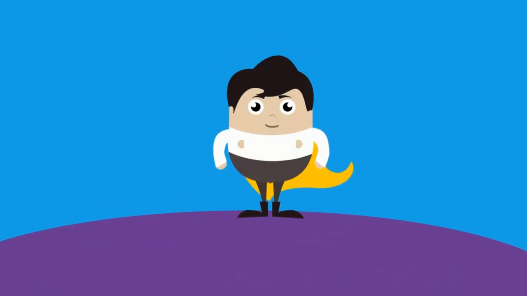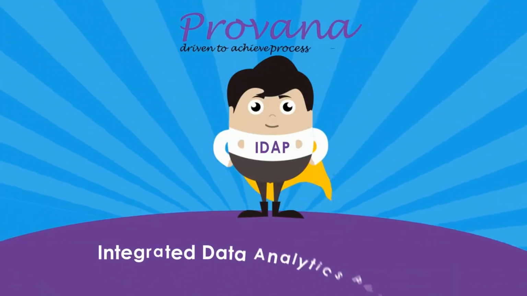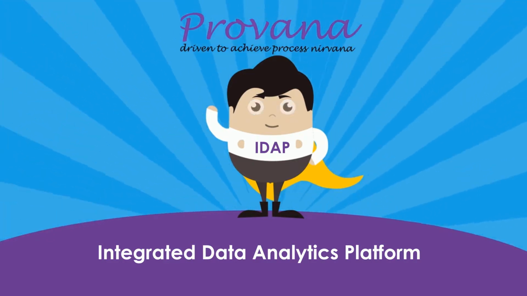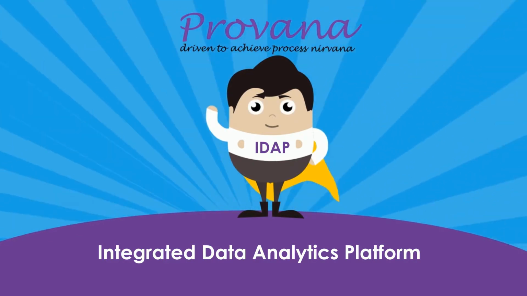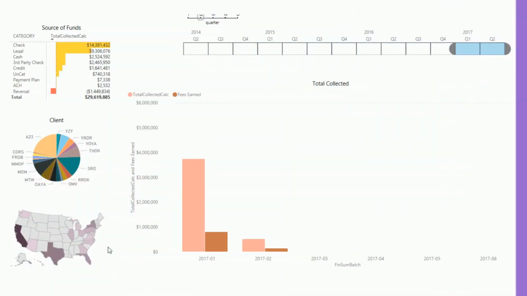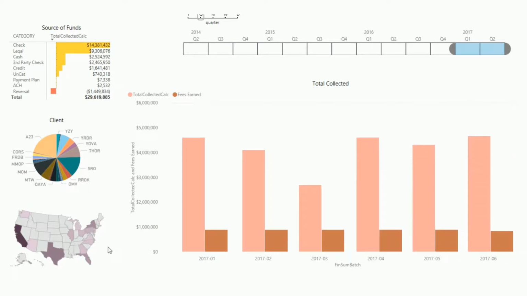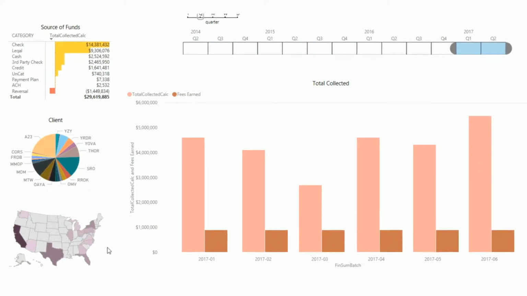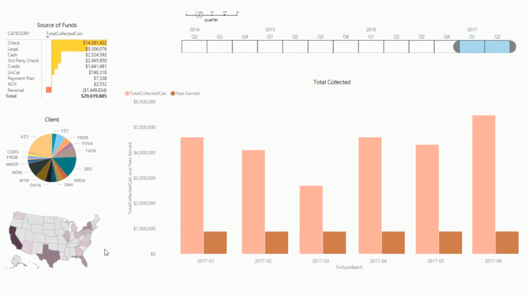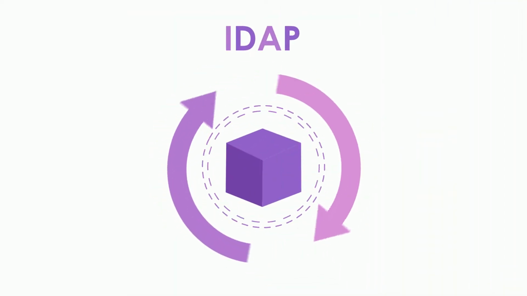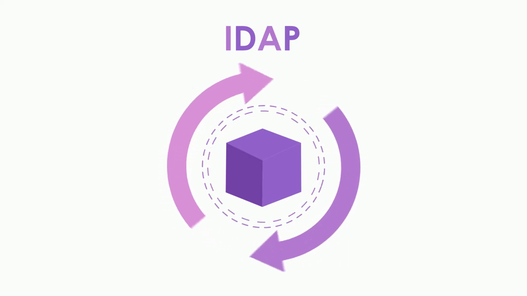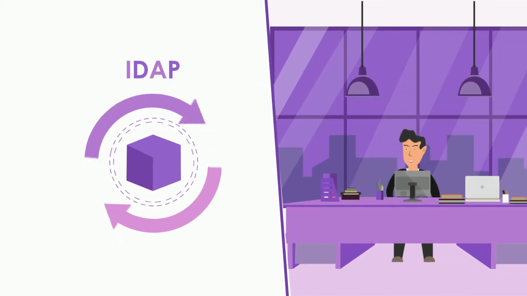So Max sought out Provana's IDAP platform after hearing about their blazing fast self-service solution for credit and collection firms. It's intuitive, deeply integrated with Microsoft tools, and gives users the power to pull actionable views of their business from existing platforms. Since IDAP is a bolt-on to his transaction platform, Max didn't need to change his whole system, just his reporting.